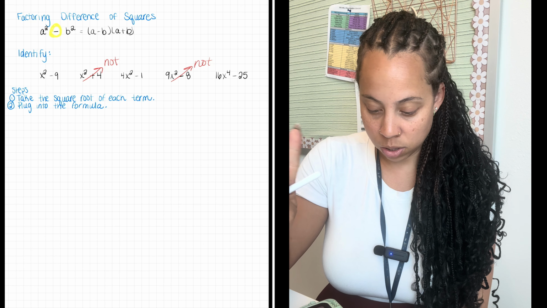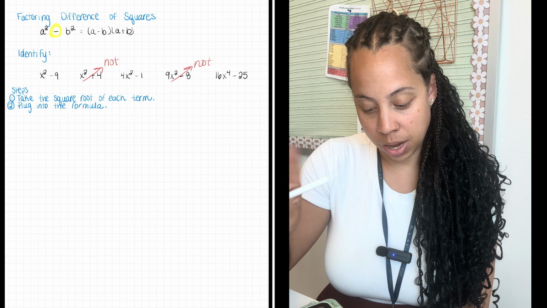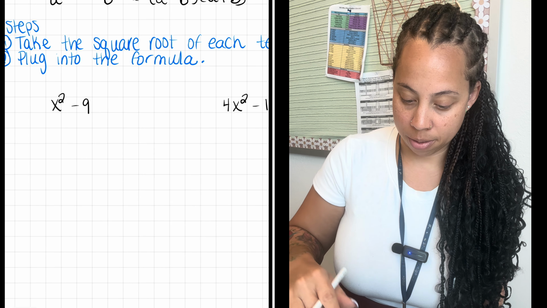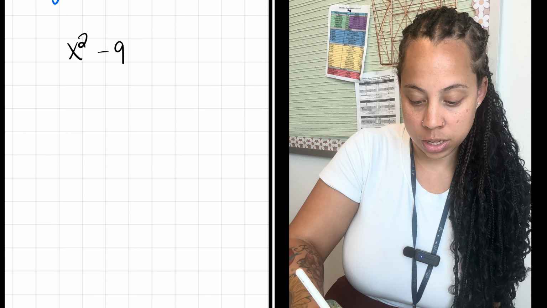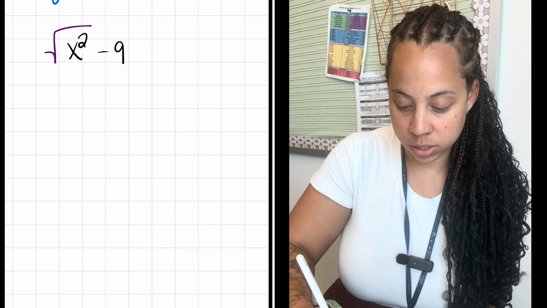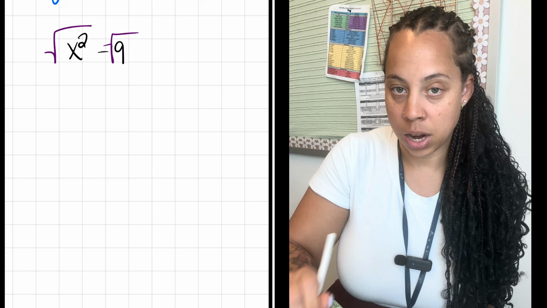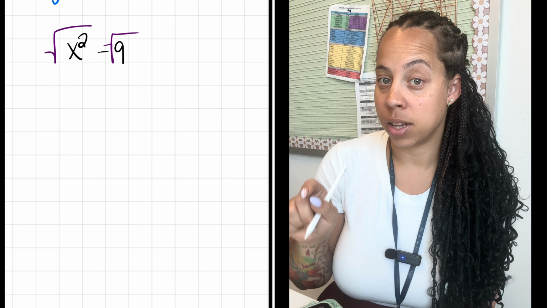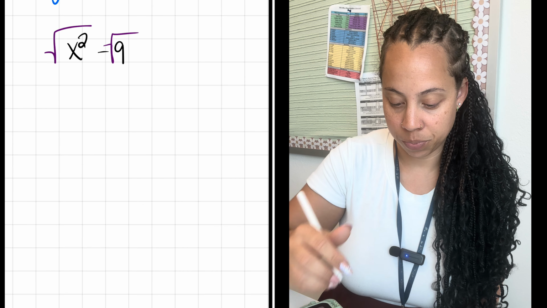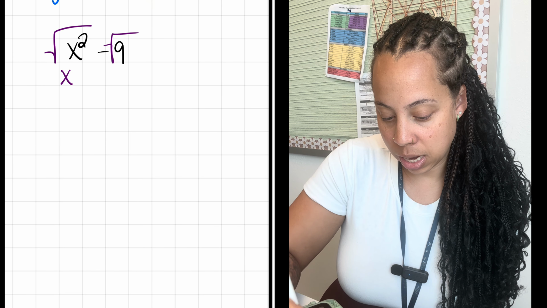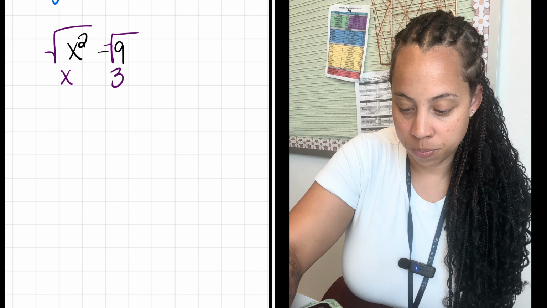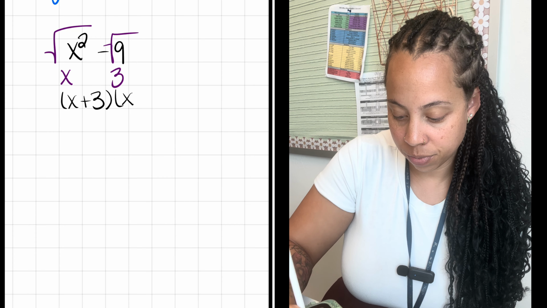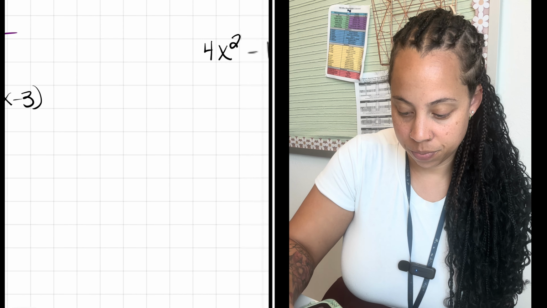Step one, we're just going to take the square root of each term and then plug it into the formula. So let's try that. For this first one, we have x squared and we have 9. Notice I only put the square root over the number and not the negative, because the square root of a negative number is imaginary. So the square root of x squared is x, the square root of 9 is 3. So for that one, we get x plus 3, x minus 3.